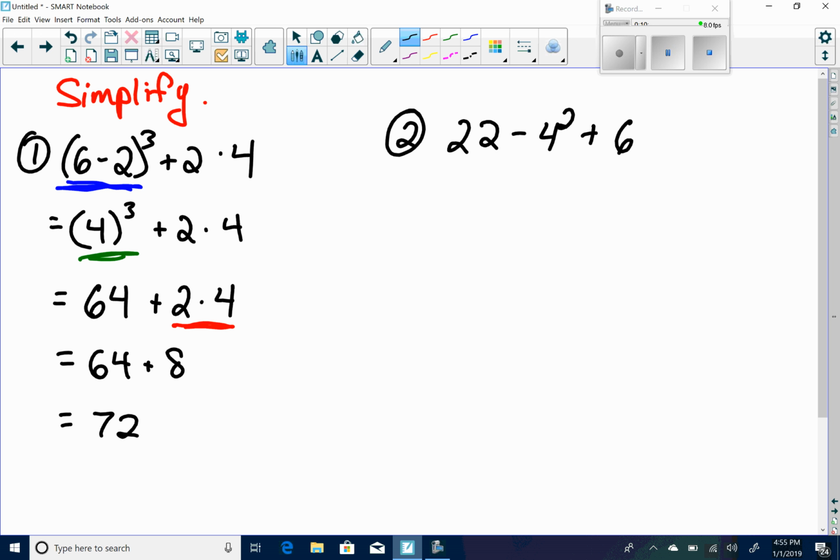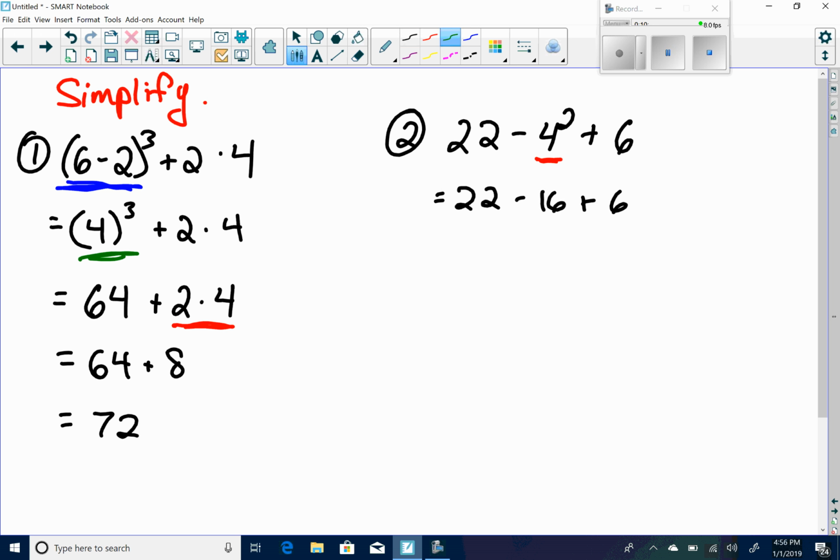We have 22 minus 4 squared plus 6. In this problem, I don't have any parentheses, so my next step is to take a look at any exponents I have. So if I notice this here, I do have 4 squared, so that's the only thing I'm going to change. Right now, this minus sign, I'm going to treat it separately. This is still just saying 22 minus whatever this 4 squared is. So that's going to give me 22 minus 16 plus 6.